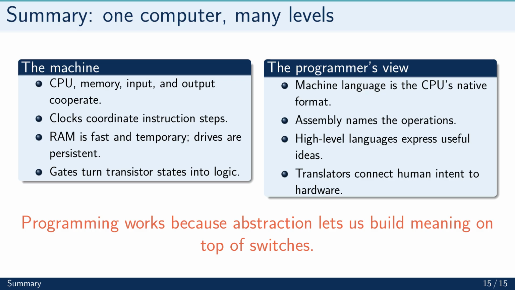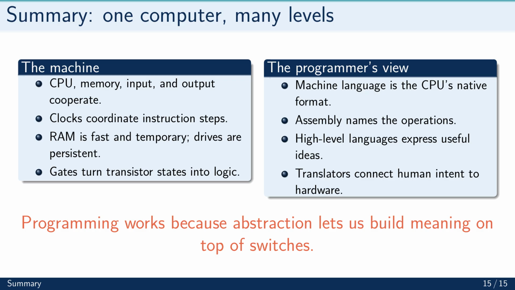Let us summarize the path we have followed. At the hardware level, the CPU, memory, input devices, output devices, and storage work together. The clock coordinates instruction steps, RAM provides fast temporary storage, and drives preserve information. Transistors form logic gates, and gates combine into the circuits that implement computation.